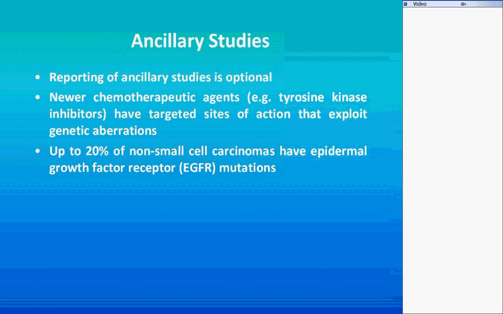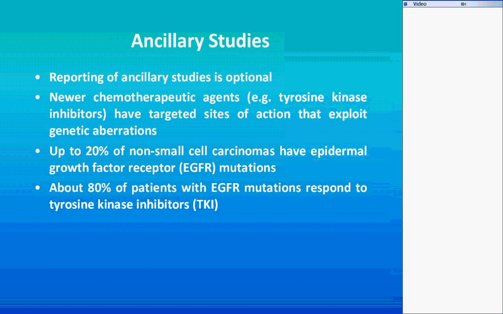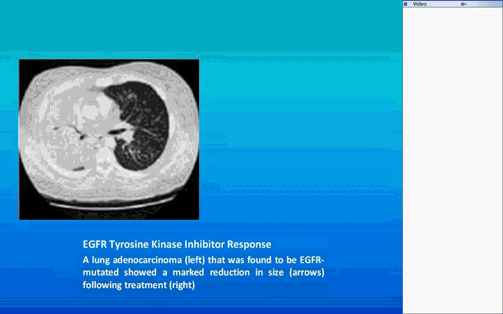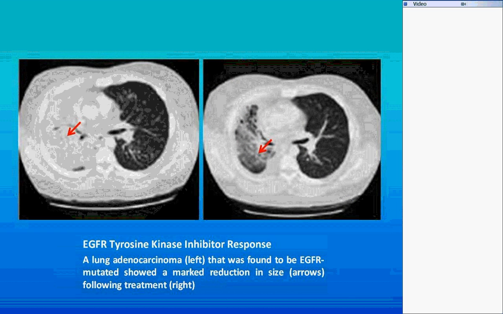Now, the tyrosine kinase inhibitors exploit the EGFR epidermal growth factor receptor mutations that are seen in up to 20% of non-small cell carcinomas. And of the patients that have these EGFR mutations, about 80% will respond to the tyrosine kinase inhibitors. This happens to be a dramatic example in one patient who had widespread disease in one lung that after treatment with tyrosine kinase inhibitors exhibited a significant decrease in tumor burden. Now, unfortunately, the response is not durable, and patients actually go on to develop tyrosine kinase inhibitor resistant mutations and will progress eventually. But the short-term outcomes of patients in terms of prolonging survival and quality of life have been important factors in the treatment of lung cancer.